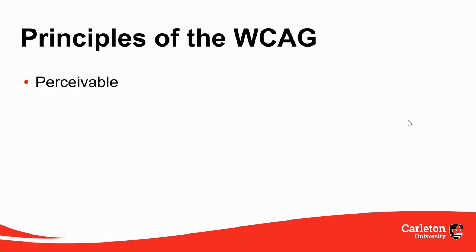Perceivable. Your content must be presented in a way that users can perceive. For example, this could be providing text alternatives to non-text content. This text can then be changed on the part of the user and their assistive technology into something that they can perceive, such as larger print, speech, or different fonts.